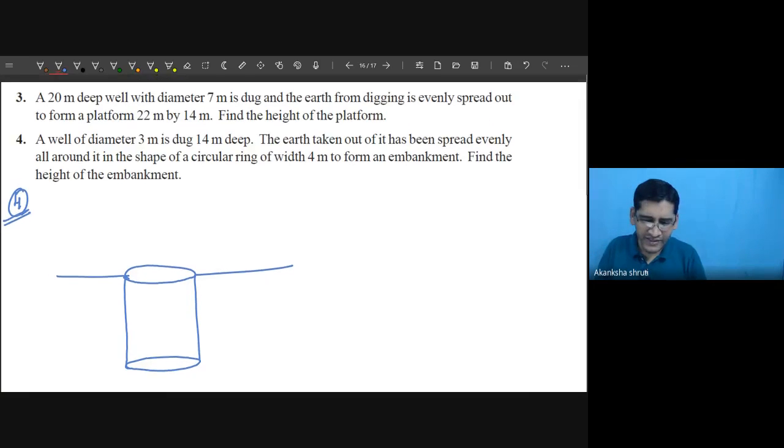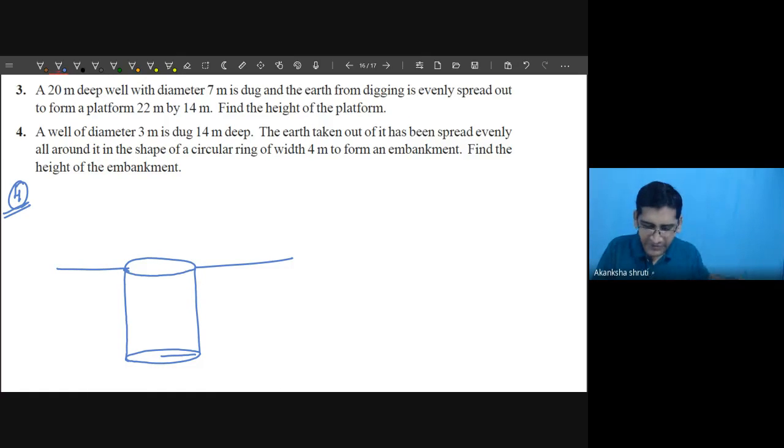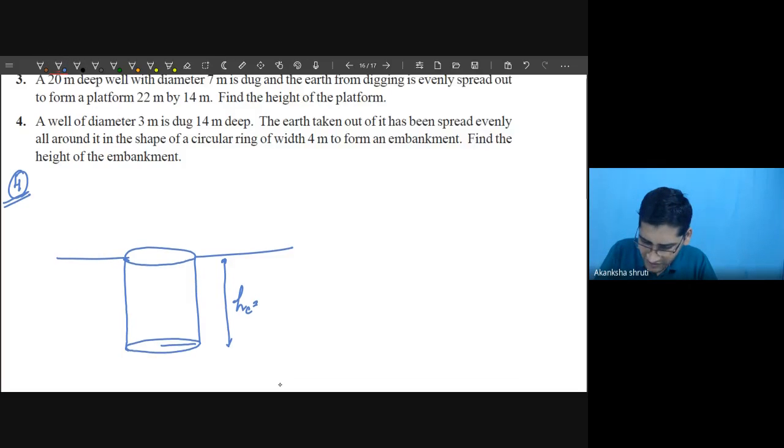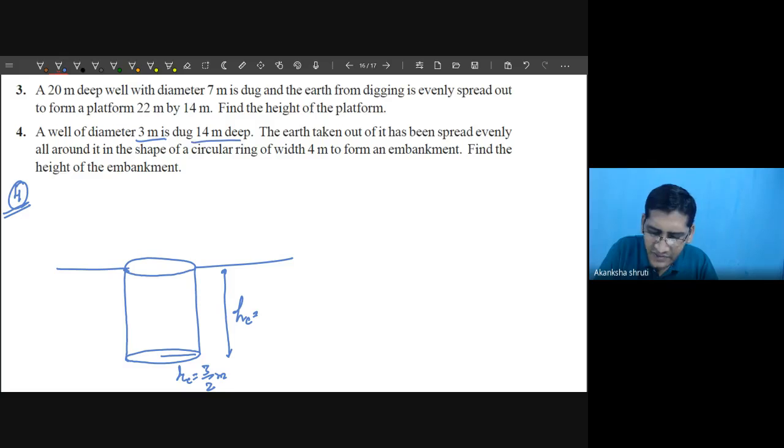It is like this. Now, whatever earth is coming from this well is going to spread evenly around this cylinder to form an embankment. So how does it become that? We have to understand. So let me first write the depth of this cylinder. That will be the height of the cylinder, denoted by D or HC, 14 meter. From question number 4, the diameter is 3 meter, so the radius of the cylinder is 3/2 meter, and it is dug 14 meter deep. HC is our 14 meter.